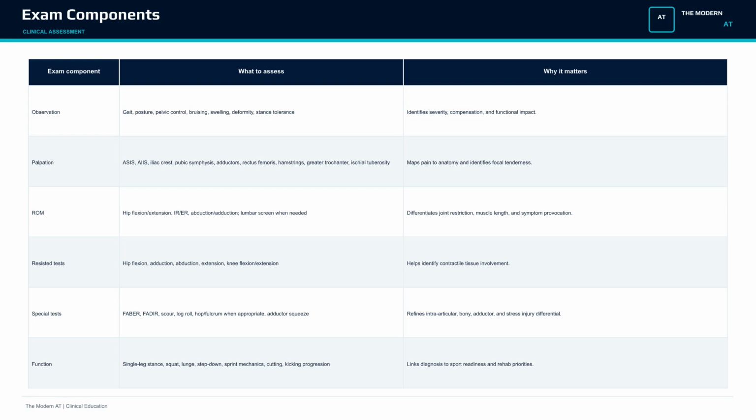Observation gives information about gait, posture, bruising, swelling, pelvic control, and stance tolerance. Palpation maps pain to anatomy, including the ASIS, AIIS, iliac crest, pubic region, adductors, rectus femoris, hamstrings, greater trochanter, and ischial tuberosity. Range of motion helps identify joint restriction or symptom provocation. Resisted testing helps determine whether contractile tissue is involved. Special tests and functional tasks refine the picture, but no single test should make the diagnosis by itself.